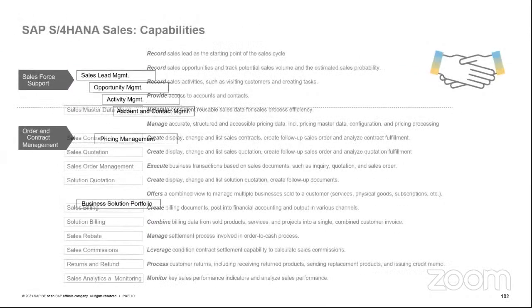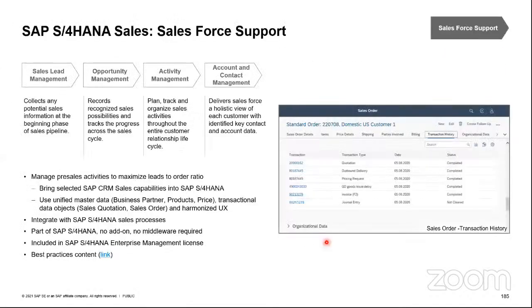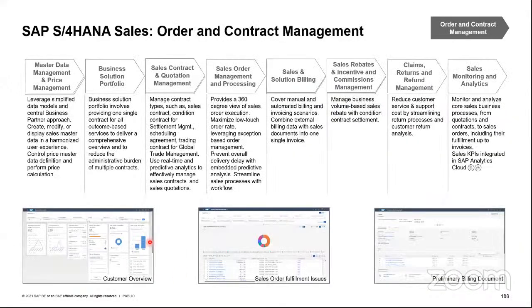Okay, so in Salesforce support, you can go through the whole lead, opportunity, activity, and account and contact management cycle. The idea is to bring selected CRM capabilities into SAP S/4HANA itself, so you don't need any middleware. You can do it within the core, and it is also included in the core enterprise management license.